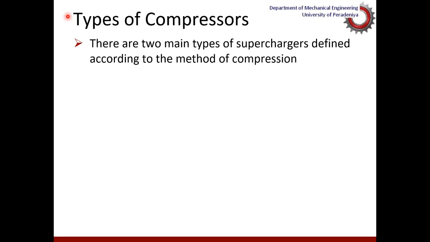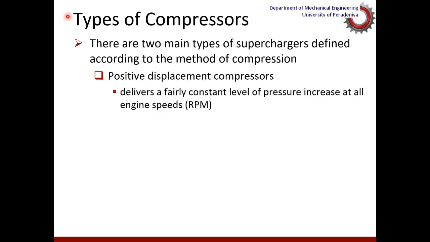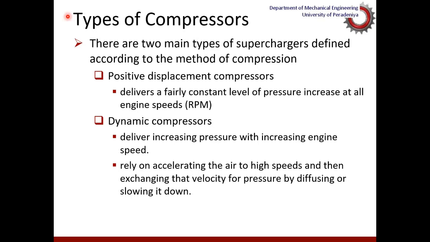There are two main types of compressors used for this supercharging. One is positive displacement compressors, where we could expect a constant level of pressure increase at all engine speeds. The other type is dynamic compressors, where the delivery pressure increases with increasing speed. These compressors accelerate air to very high speeds and send it through diffusers so that it slows down and the pressure increases.